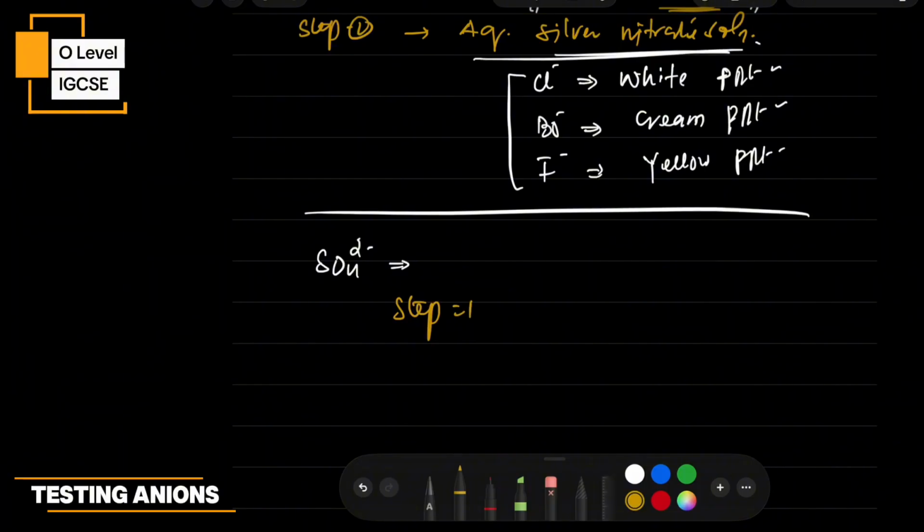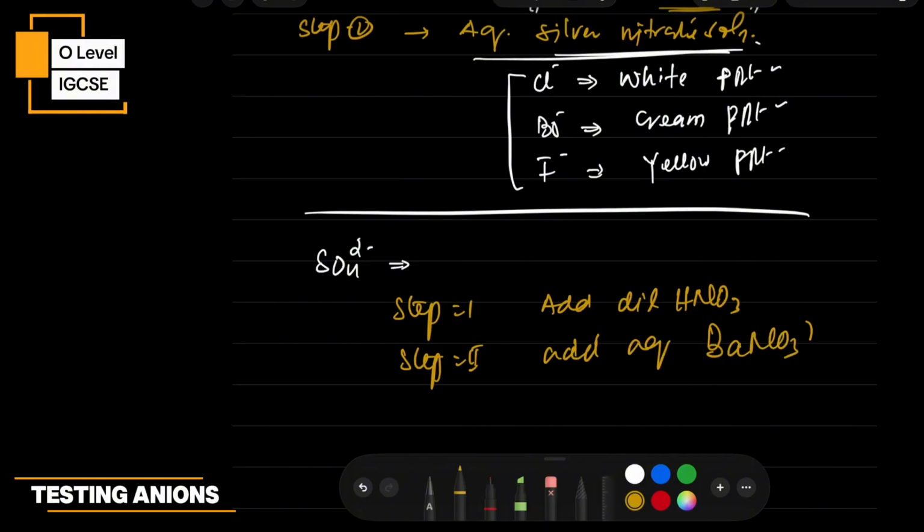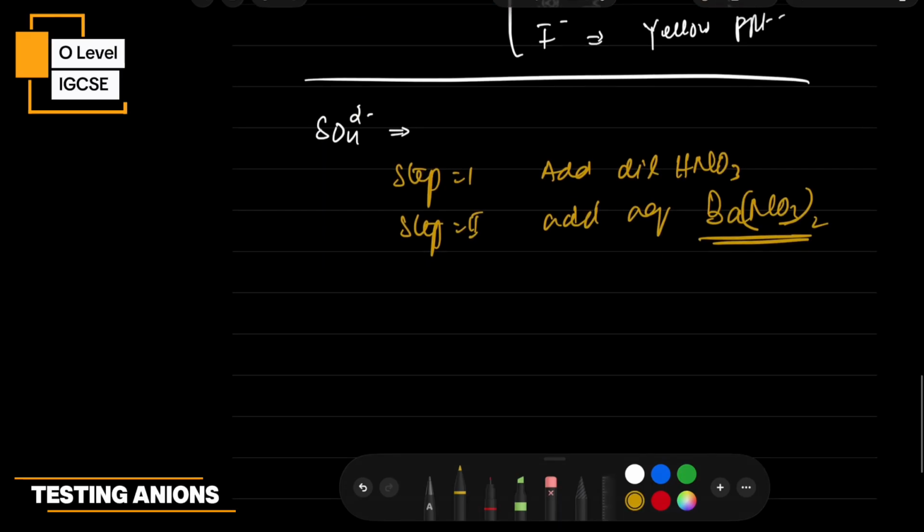Step 1, add dilute nitric acid, HNO3, and step 2, add aqueous barium nitrate, Ba(NO3)2. So upon addition of this aqueous barium nitrate, a white precipitate will form.